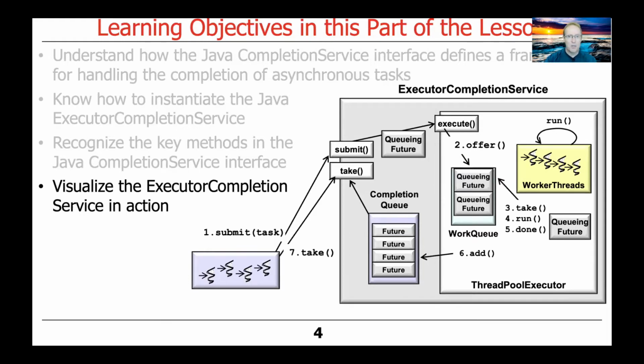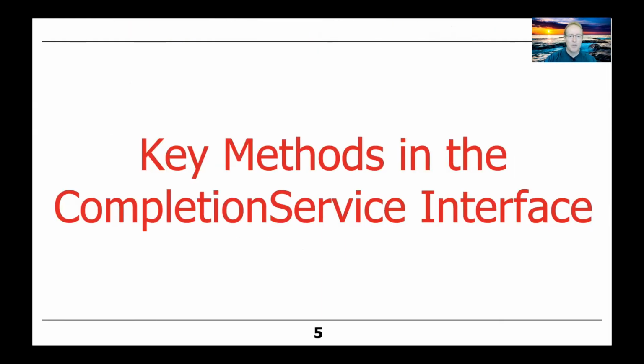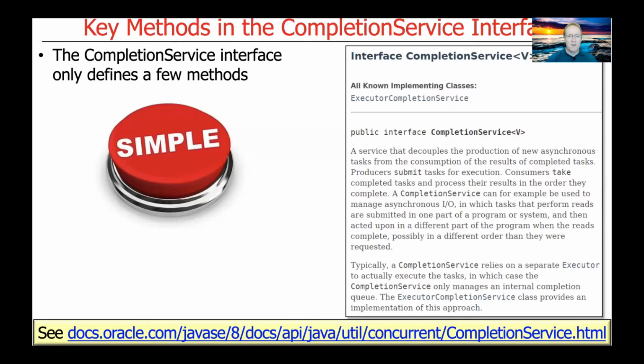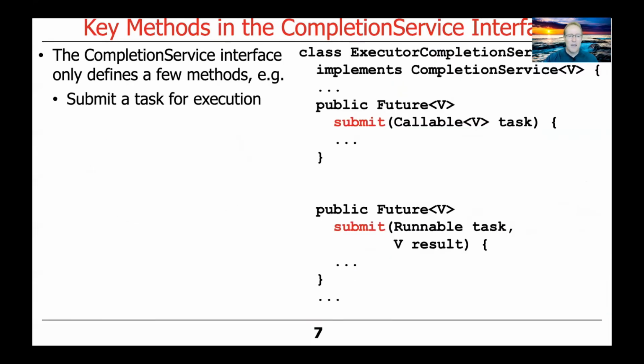the way in which multiple client threads can go ahead and submit work to the Executor Completion Service instance, and then let those tasks that are submitted be processed in a pool of threads, and then we'll have another group of threads that are used to get the results as they finish up. There's only a handful of methods defined in the completion service interface. It's actually a very simple interface if you look at it in the grand scheme of things.